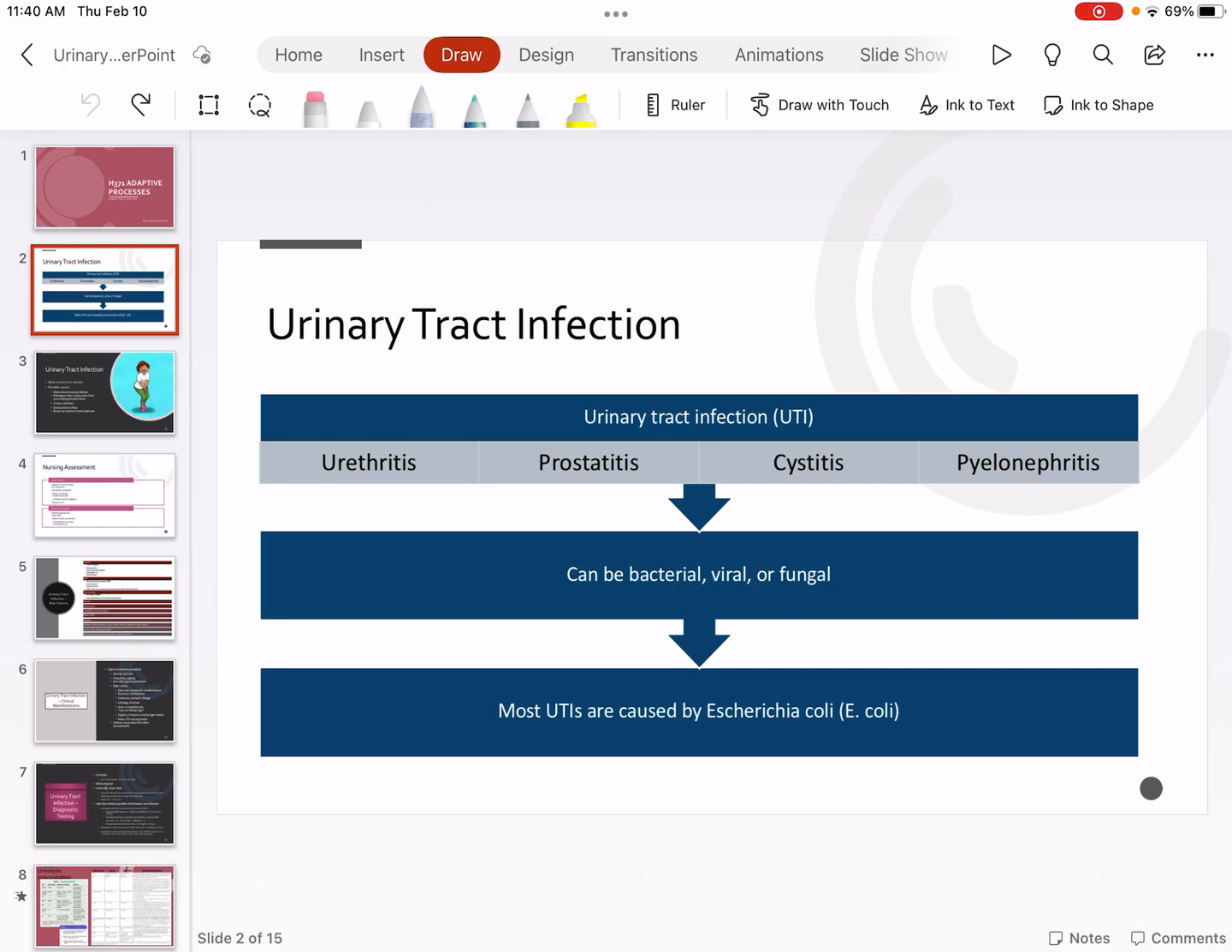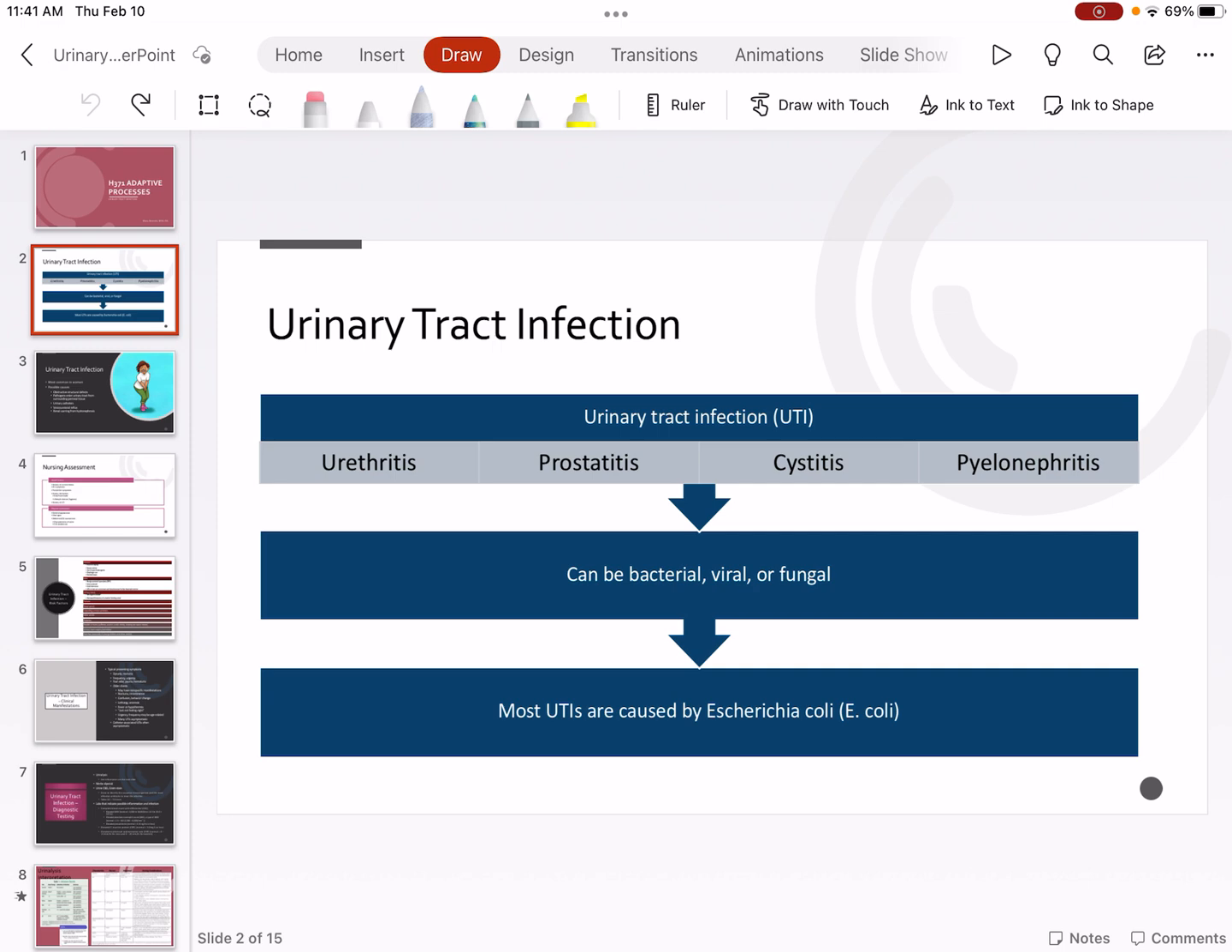And then specifically under the umbrella of urinary tract infection, there are four other types of inflammatory processes that are often related to infection. And one of them is urethritis, and that is an inflammation of the urethra.